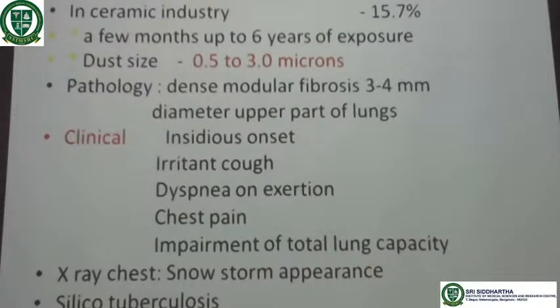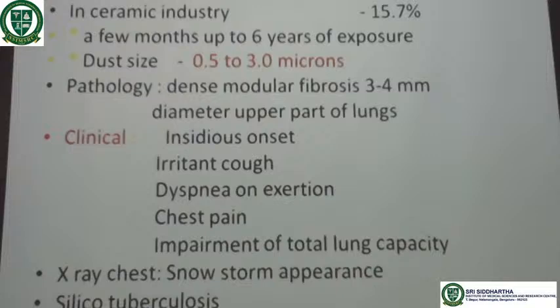Prevalence in mica mines in Bihar is around 34%, and even the ceramic industry contributes around 15 to 18% of pneumoconiosis. And of course, duration of exposure of 6 years or more plays an important role. A number of research studies have been conducted. Dust size is like 0.5 to 3 microns. When it comes to the pathological concept, dense nodular fibrosis around 3 to 4 mm in diameter, especially in the upper part of the lungs, is the picture and confirmation of pneumoconiosis under silicosis.